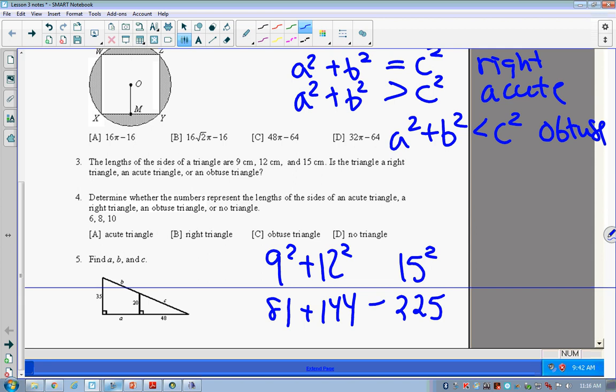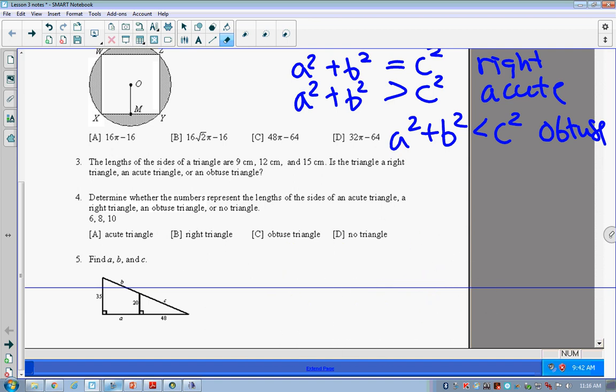225. They're equal, so it is what type of triangle? Right triangle. Very good. Okay? Does that kind of quicken things up for us a little bit? The more we know, the quicker we can work. Okay? All right, determine whether the numbers represent the lengths of the sides of an acute, a right, or an obtuse triangle, or I guess in some cases, no triangle.